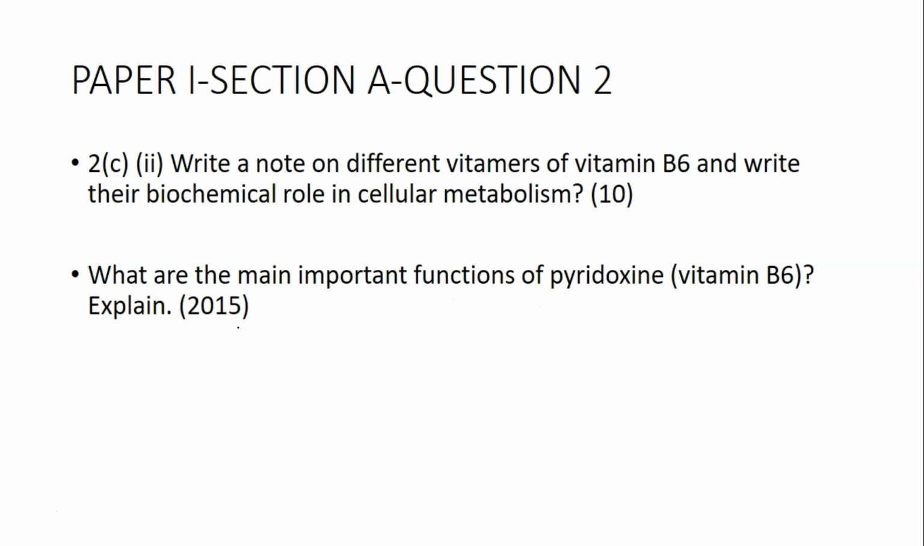And the same question has come in 2015. What are the important functions of pyridoxine or vitamin B6? Pyridoxal phosphate, right? Very important one. And do you remember in ATT, while we are giving ATT drugs, we also give pyridoxine to prevent peripheral neuropathy caused by isoniazid, right? So you can even write that.